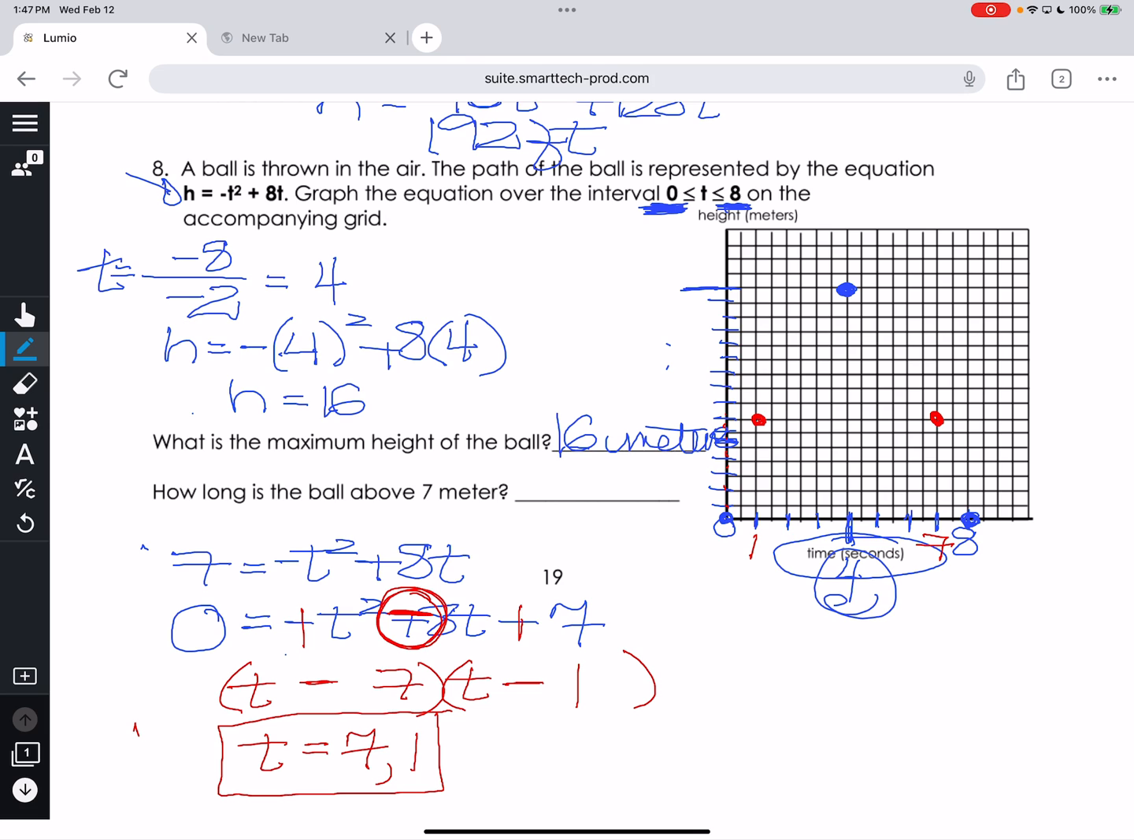All right, it took us 1 second to get up to the 7 meters, right? That's kind of our starting point. So 3. And then to come back, staying above 7, how long did it take? 3. So how many seconds were we up there? 6. 6. All right, so I'm going to show you one more thing too. 6 seconds.